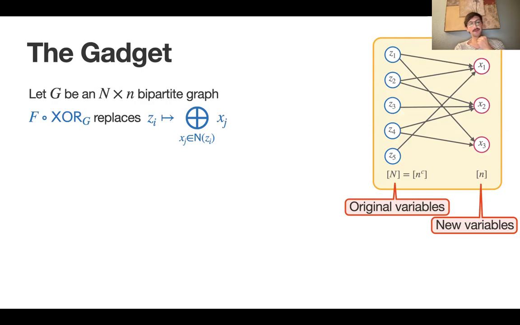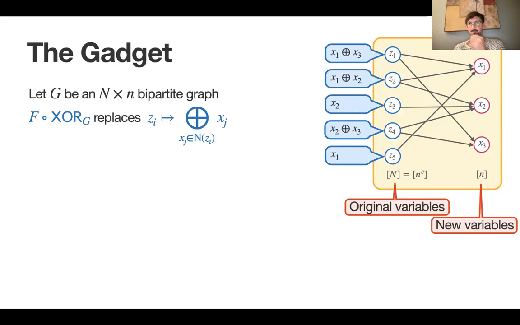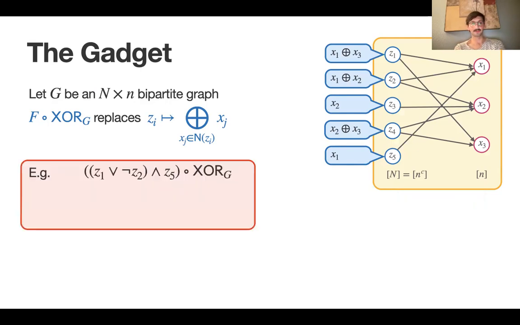So we're going to let F composed with XOR sub G. So G is defining the dependency graph here. It is going to replace each variable Zi with the parity of all of the variables that are adjacent to it. So here's an example. So you can see that Z1 gets replaced with X1 parity with X3, Z2 with X1 parity with X2, and so on and so forth. So in this way, we can define these XOR gadgets that share variables.